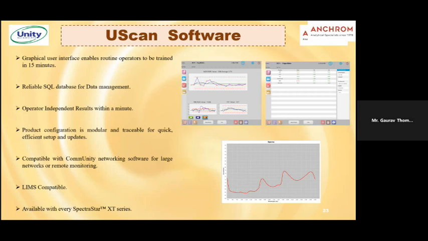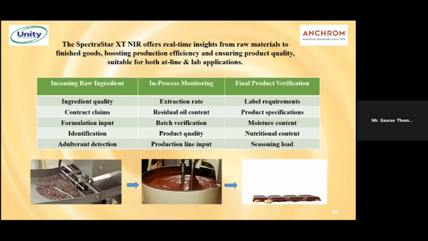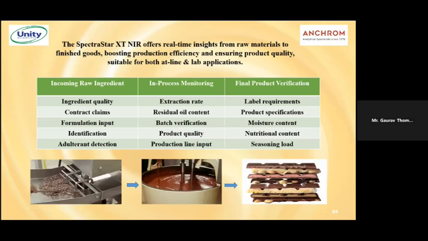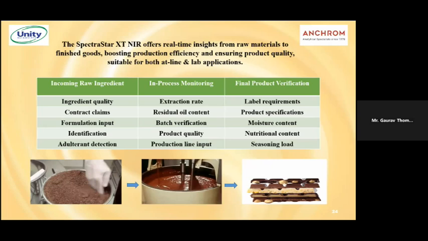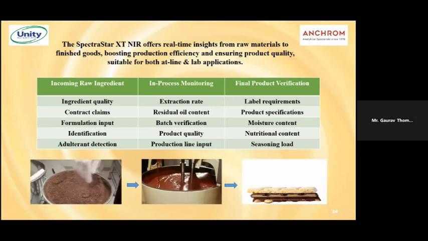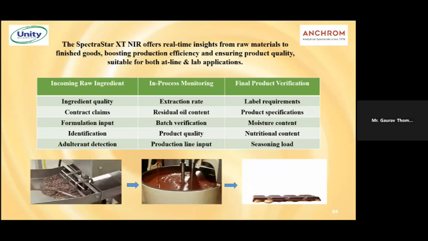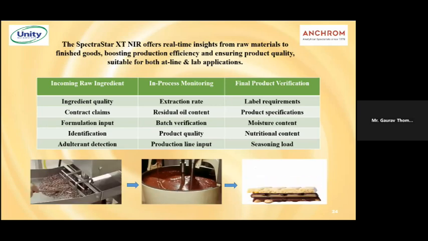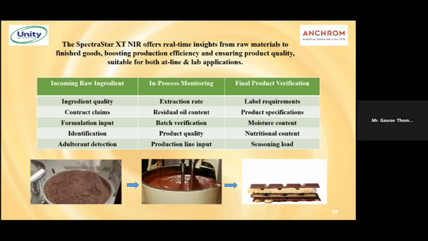Okay, so our SpectraStar XT NIRs could be helpful to you at all these steps. Like I told you, during the incoming of raw ingredients, take the example of milk. Your liquid milk, when it comes to your factory, should be evaluated. Mostly the moisture, protein, and fat content of it is analyzed. So you can use our SpectraStar XT NIRs for that purpose.